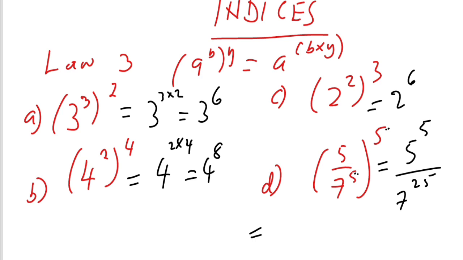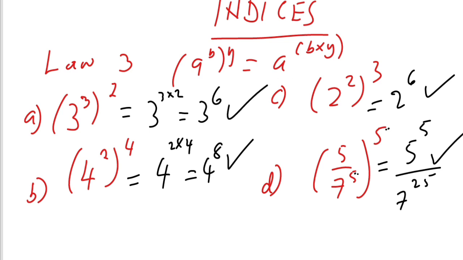Okay, so 5 to the power of 5 gives me 3125, and 7 to the power of 25 gives me a lot of numbers, about 1.34 times 10 to the power of 21. But it's better to just leave it like this, so that I don't get awkward answers. So for me, leaving it like this is correct, and this one is correct, this one is correct, and this one is correct.